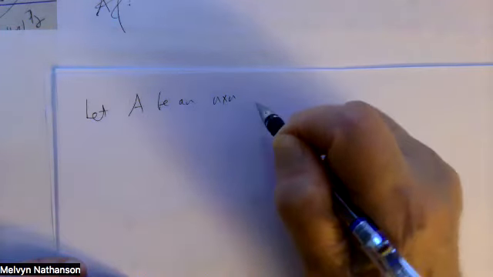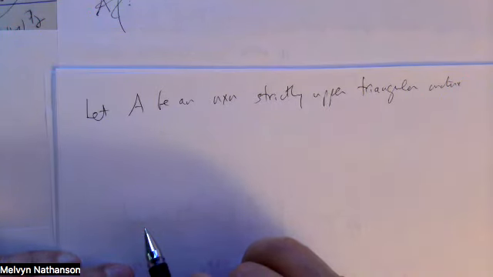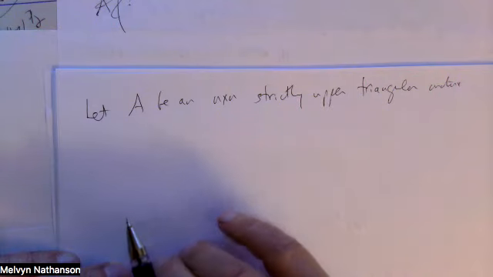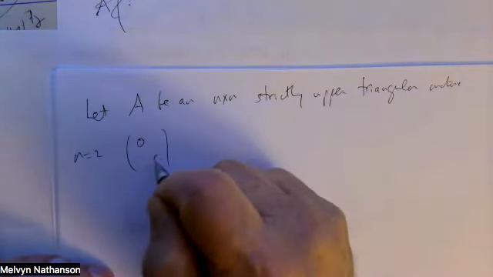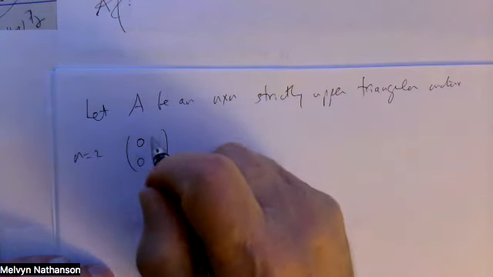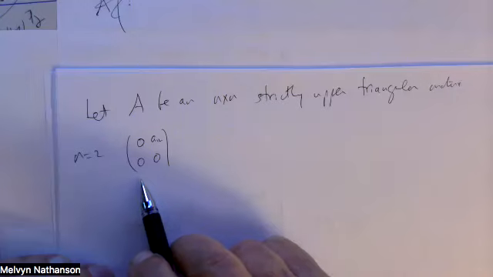There was a previous homework problem that looked at what are called strictly upper triangular matrices. So let A be an n by n strictly upper triangular matrix. So this is a matrix where all the numbers on and below the main diagonal are zero. It's only in the upper triangle that you might have a non-zero coordinate. So for n equal 2, your matrix would have zeros on the diagonal and below, and the only unrestricted coordinate is the number here, which is a_12. That's what a strictly upper triangular 2x2 matrix looks like.